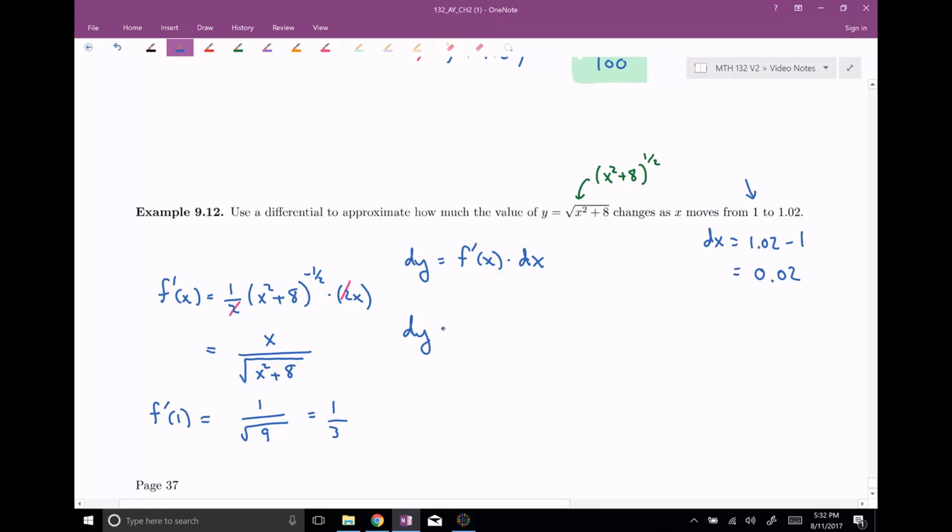So in this case, we have dy is equal to f prime of our a value, 1. So that's 1/3 times 2/100ths. Well, this actually simplifies down to 1/50th. So 1/3 times 1/50th is going to be 1/150th. So the claim is the y value didn't change a whole lot. Just 1 over 150. That's approximately how much this y value changes as x moves from 1 to 1.02.